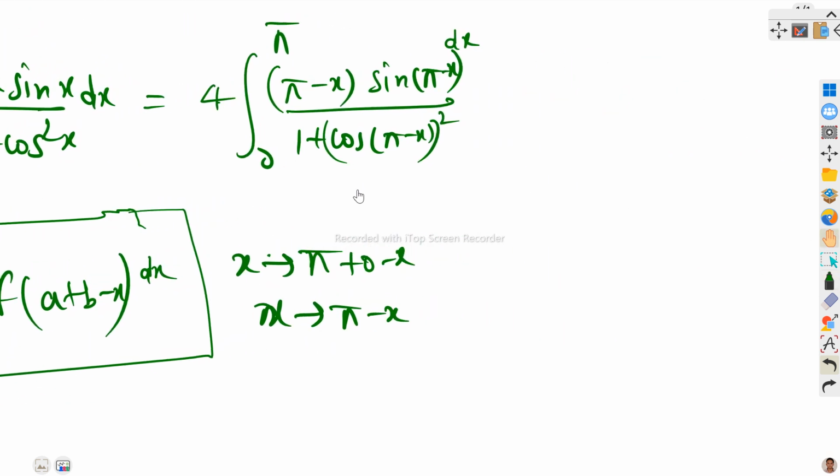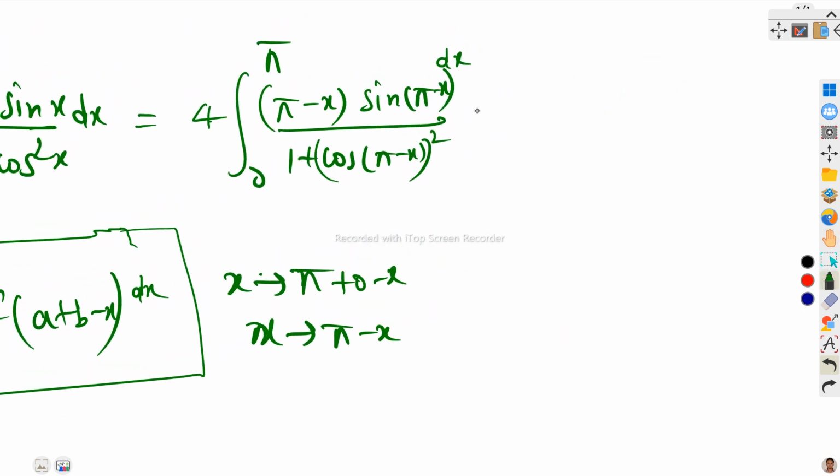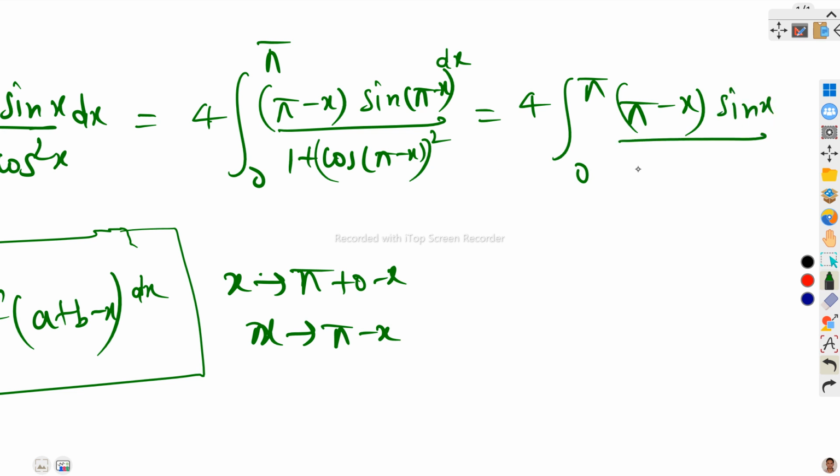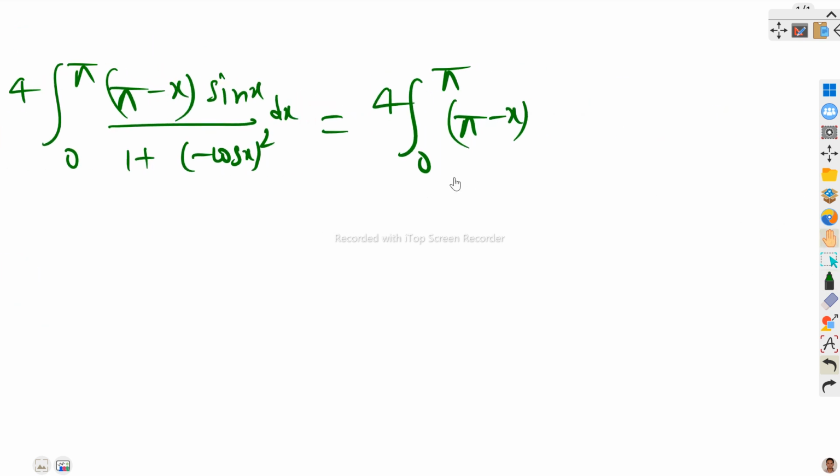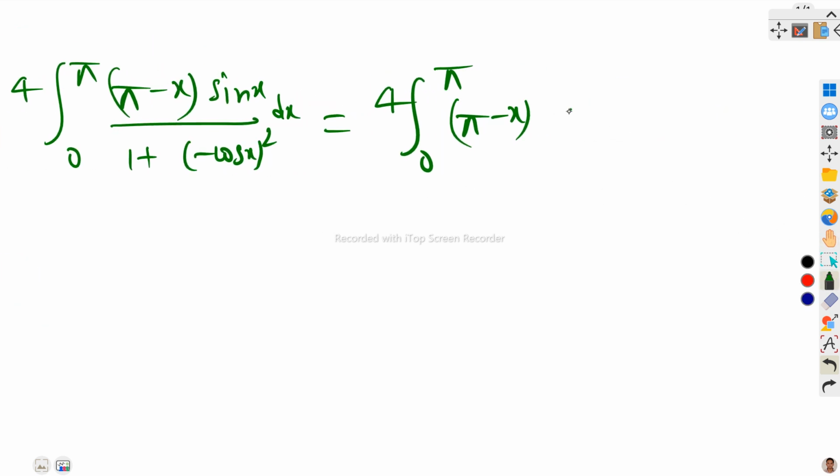So again, using this value, our I becomes 4 times integral from 0 to pi of (pi minus x) times sin pi minus x, which is sin x, upon 1 plus cos of (pi minus x) which is minus cos x, whole square, dx. This becomes 4 times integral from 0 to pi of (pi minus x) sin x upon 1 plus cos square x dx.